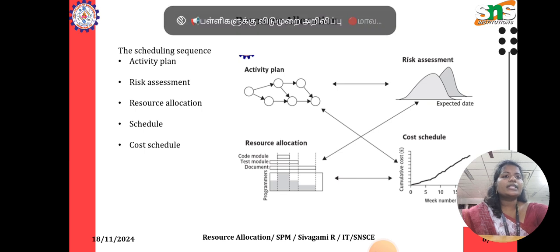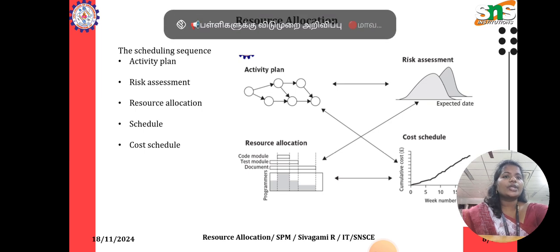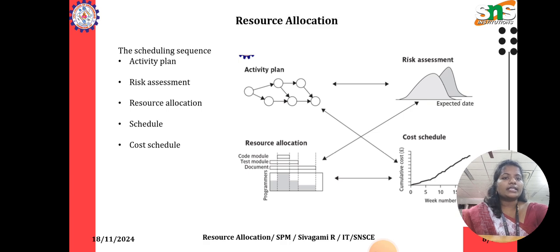Here I give a scheduling sequence. First one, activity plan. The next one, risk assessment. The third one, resource allocation. The next one is schedule. And the final one is the cost scheduling.